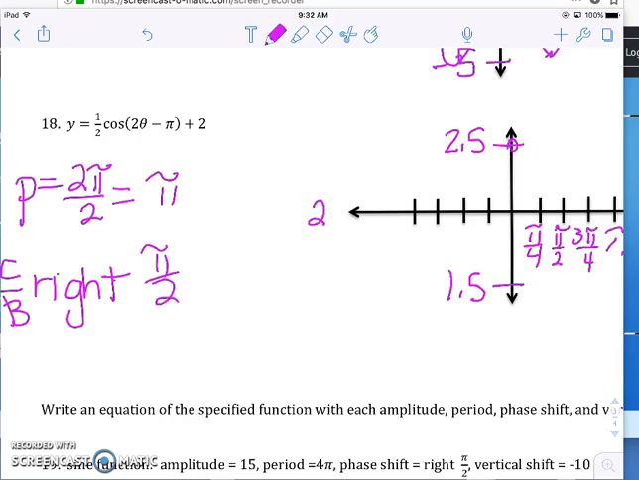So cosine usually starts here. Pi over 2 is 2 tick marks. So it would go here. Oops, and this one should be going through there. Middle, low. And we have our graph.